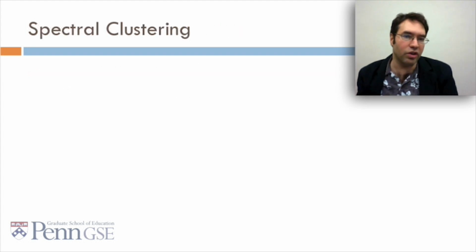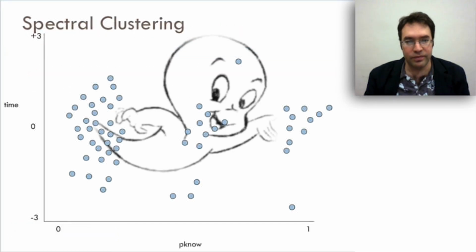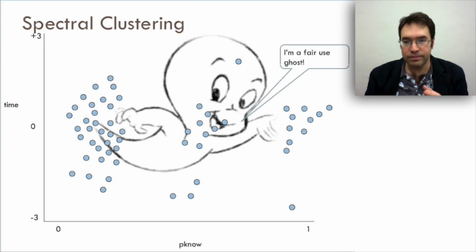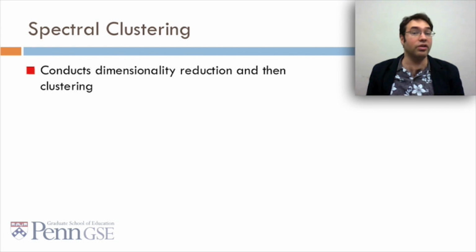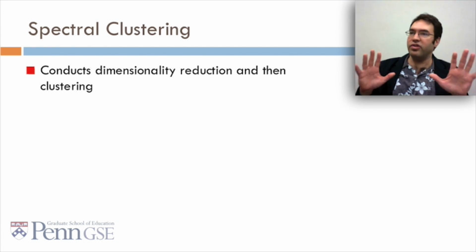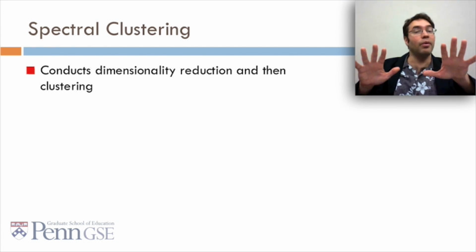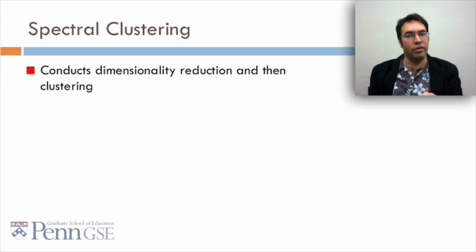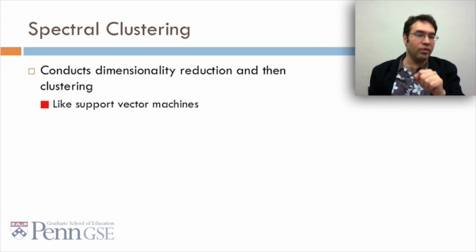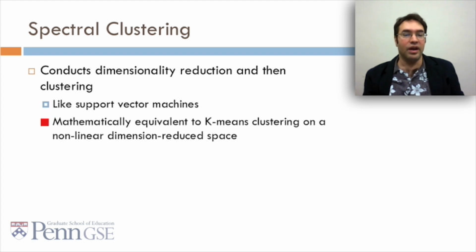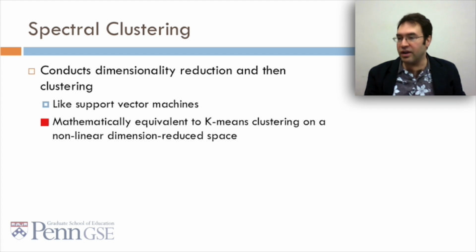Another advanced clustering algorithm is spectral clustering. And here we see an example of spectral clustering. In spectral clustering, we conduct dimensionality reduction, an example of that being fast correlation-based filtering, but we'll also talk about factor analysis later in the week, and then we conduct clustering. This is in fact extremely analogous to what support vector machines do. And it's mathematically equivalent to doing k-means clustering on a nonlinear dimension-reduced space.